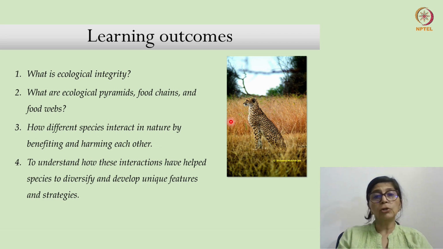We are not going to talk too much about food chains and food webs, as you already have an idea about that, but more into ecological pyramids. Then we will go into more specific interactions, how different species interact in nature by benefiting or harming each other. So we are aware that there are some negative interactions, there are some positive interactions. So how these things work in nature, and then to understand how these interactions have helped species to diversify.